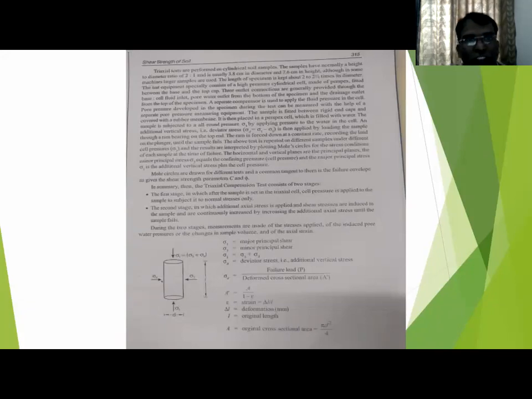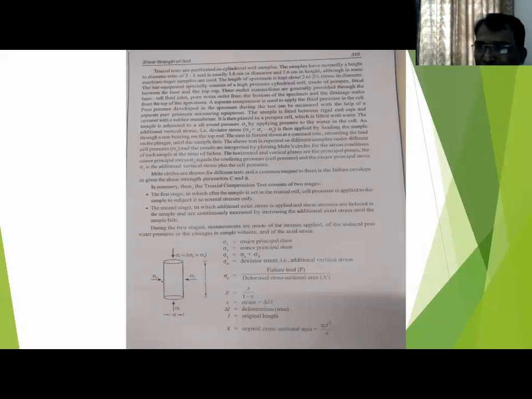Meaning, in the triaxial test, what we are using is a cylindrical sample, and remember its diameter is 3.8 centimeter and its height is 7.6 centimeter. Try to understand the things.